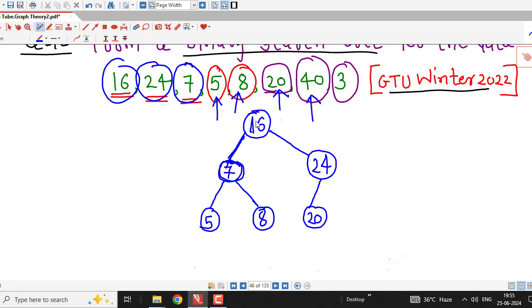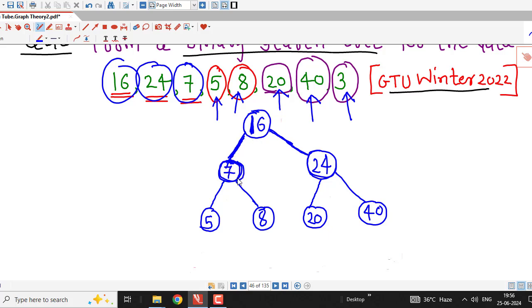Next value is 40. So again we start by comparing with the root, that is 16. 40 is greater than 16, so we go towards the right side of 16, and the first value is 24 that we compare with 40, and because 40 is greater than 24, 40 must be to the right side of 24. Then we have 3. 3 is less than 16, so we go towards the left side of 16.